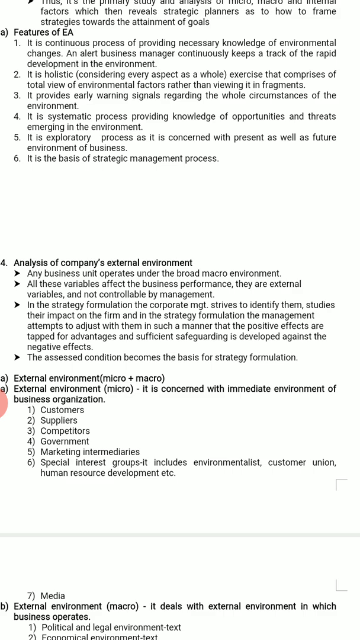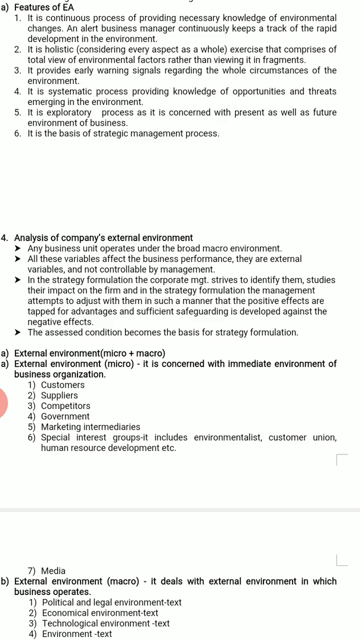Whatever environmental changes are happening, those changes are noted and then the decisions related to them are made. So an alert business manager continuously keeps track of the rapid developments in the environment. A business manager keeps a kind of control on whatever changes are happening in the environment.